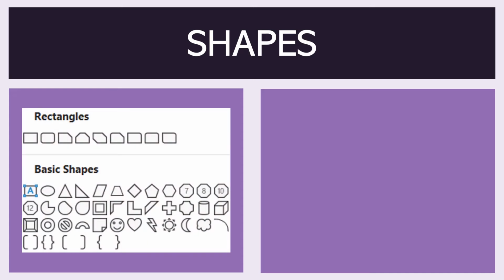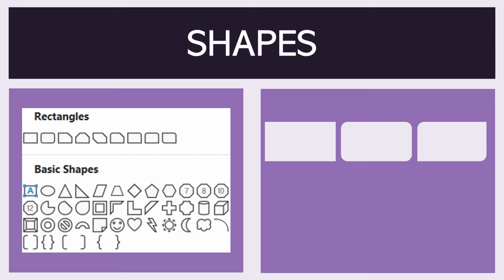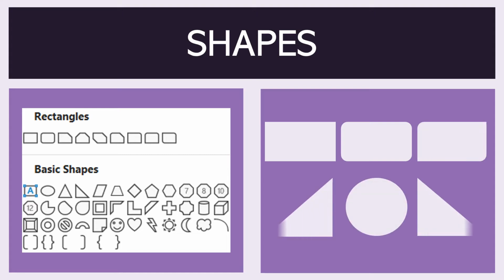Perhaps the most useful options within the shapes section is the rectangles and basic shapes. You can see here that the rectangles come in different forms, such as a technical rectangle, as well as the soft edges and a combination. There's other shapes as well, such as circles and triangles, and you can use these to convey grammatical meaning, but we're going to go into detail about that a little bit later.